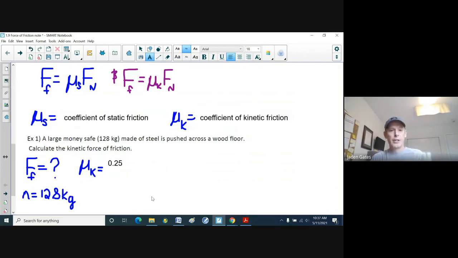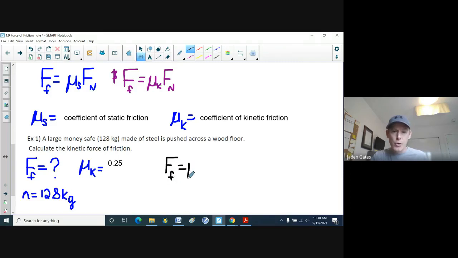All right, now, when I'm looking at my formula, we don't have everything we need here. We're going to have to do a little extra work. F_f is equal to mu k times F_n. Well, we don't have F_n. We have mu k, but we've got mass here.